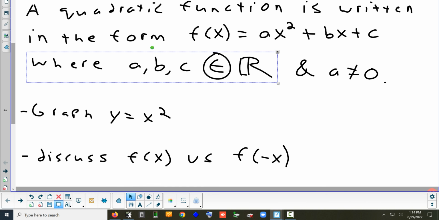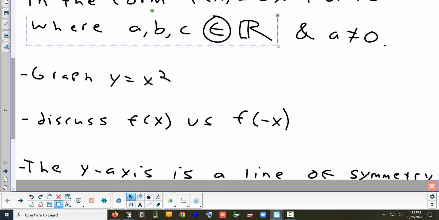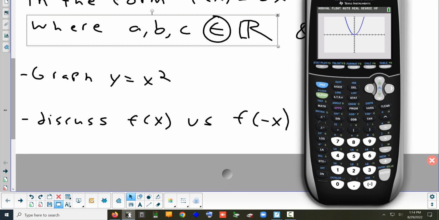And what I want to look at is what happens when you change x to negative x. I'm not going to get rid of y equals x squared. All I'm going to do is everywhere that I have an x in my formula, I'm going to replace it with what it says to in the parentheses. I'm going to replace it with a negative x. And watch what happens when I hit graph.